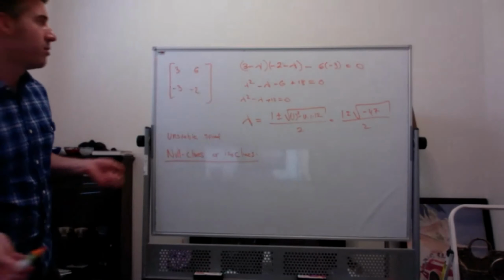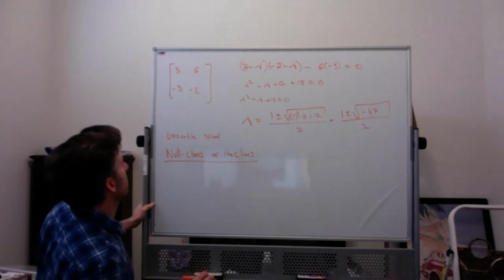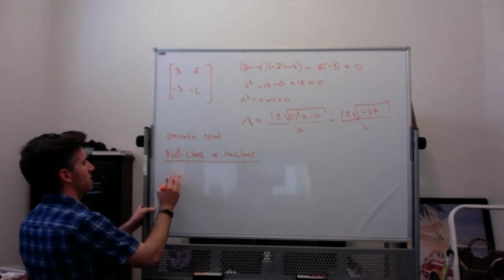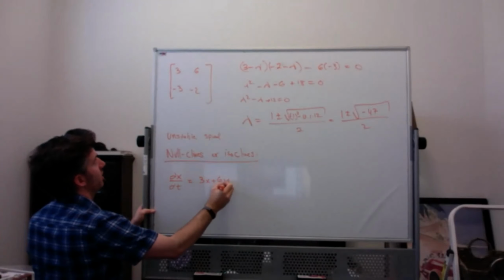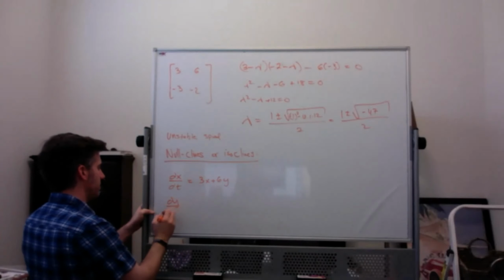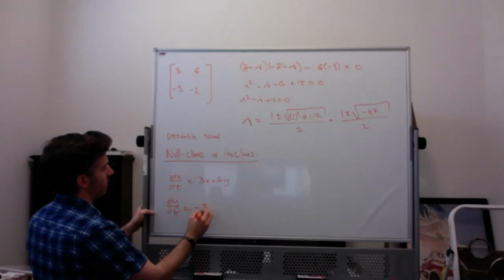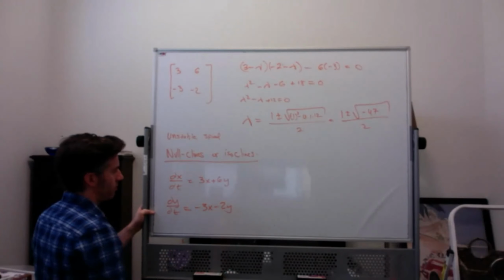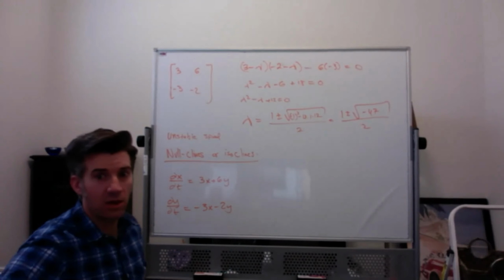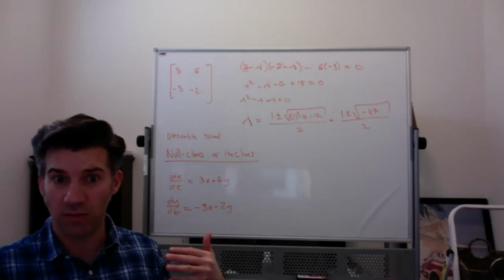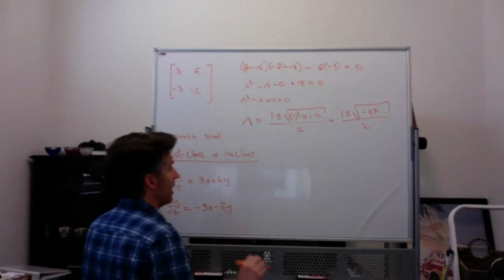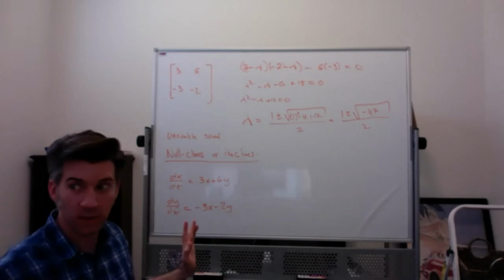And so let's actually look back at what this equation is. So this is dx/dt equal to 3x plus 6y. And this is dy/dt equal to negative 3x minus 2y. And so the nullclines are just the places where each of the different derivatives is equal to 0. But they're lines, they're not just points.